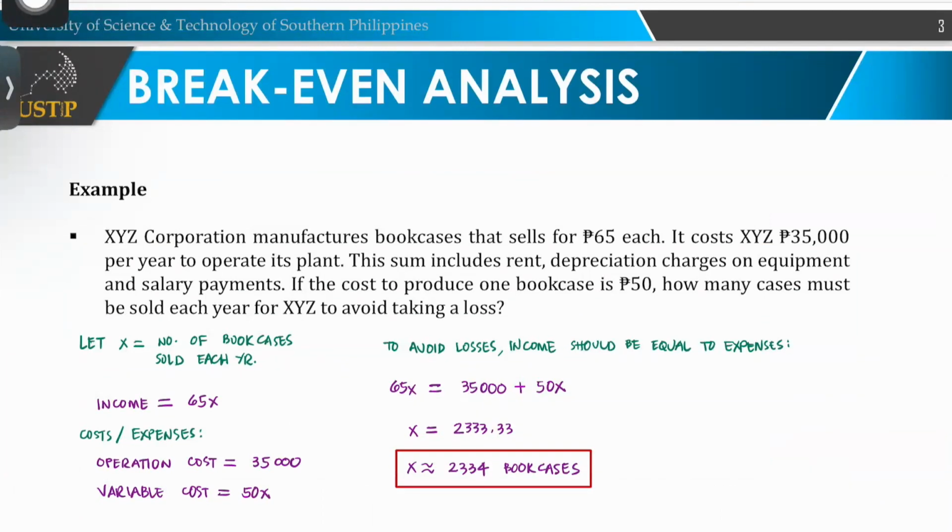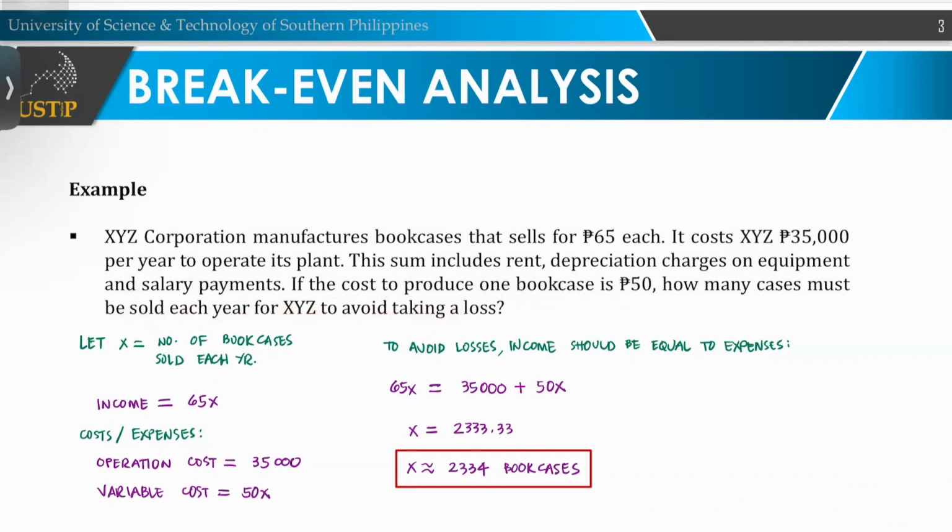So we have I think around 4 to 5 problems here. So example 1, XYZ Corporation manufactures bookcases that sell for 65 pesos each. Okay, it costs XYZ 35,000 per year to operate its plant. This sum includes the rent, depreciation charges on equipment, and salary payments. If the cost to produce one bookcase is 50 pesos, how many cases must be sold each year for XYZ to avoid taking a loss?